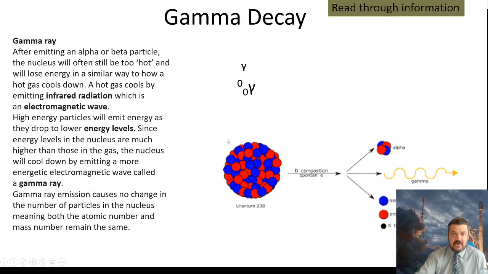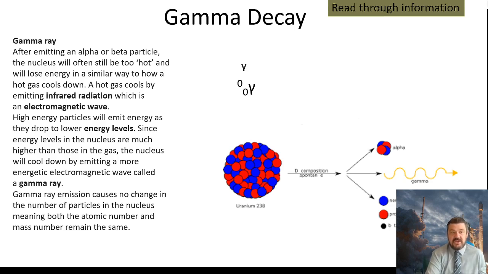And then we've got gamma decay. After emitting an alpha or beta particle, the nucleus will often still be too hot and will lose energy in a similar way to how hot gas cools down. Hot gas cools down by emitting infrared radiation, which is an electromagnetic wave. High energy particles will emit energy as they drop to lower energy levels. Since energy levels in the nucleus are much higher than those in the gas, the nucleus will cool down by emitting a more energetic electromagnetic wave called a gamma ray.